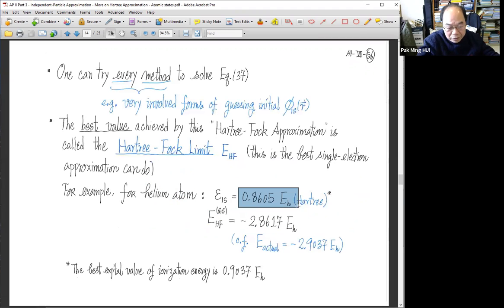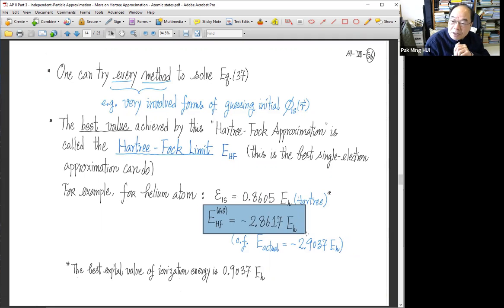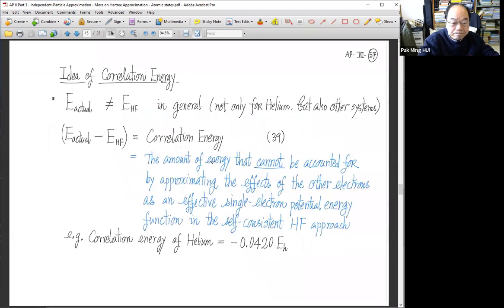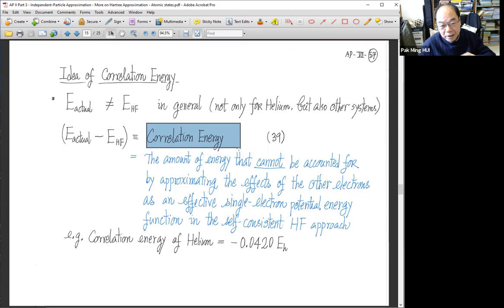Now we know there are 2 things. For example, for helium, there is an actual value, there is a best value within this self-consistent field Hartree approach. So let's define the difference between the actual value and the best Hartree-Fock limit. So we notice this is the case in general. Then we can define the difference. The difference is called correlation energy. So it's the name, okay?